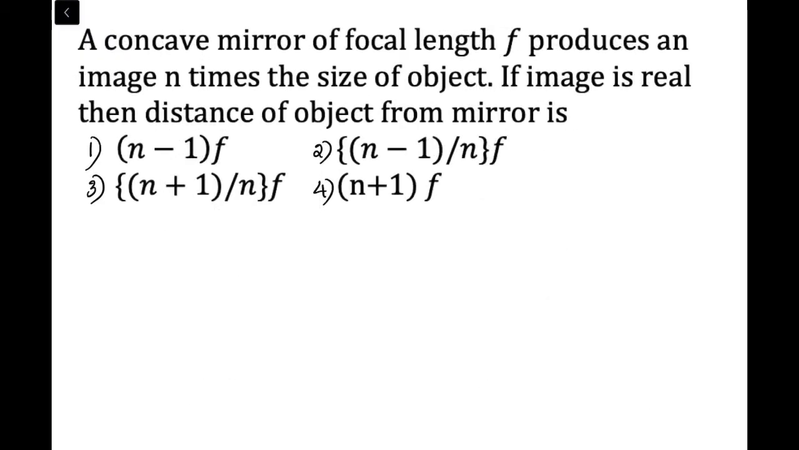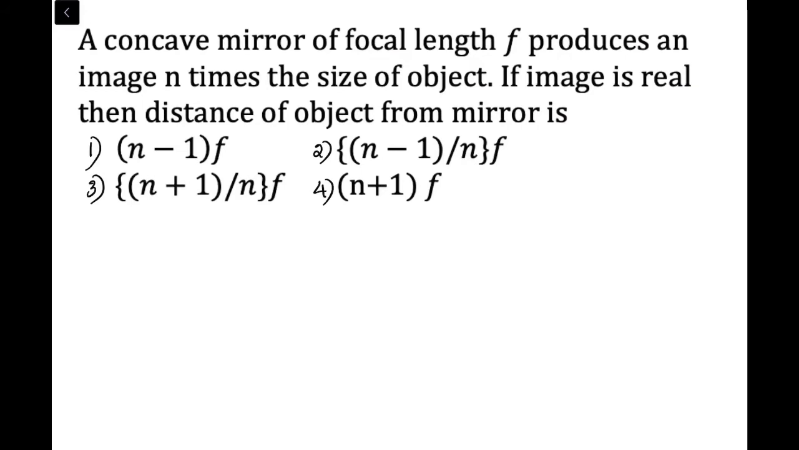A question from Ray Optics. I guess this is your favorite chapter. A concave mirror of focal length f produces an image n times the size of the object. If the image is real, then the distance of the object from the mirror is dash. So just read the question once again and think very carefully.